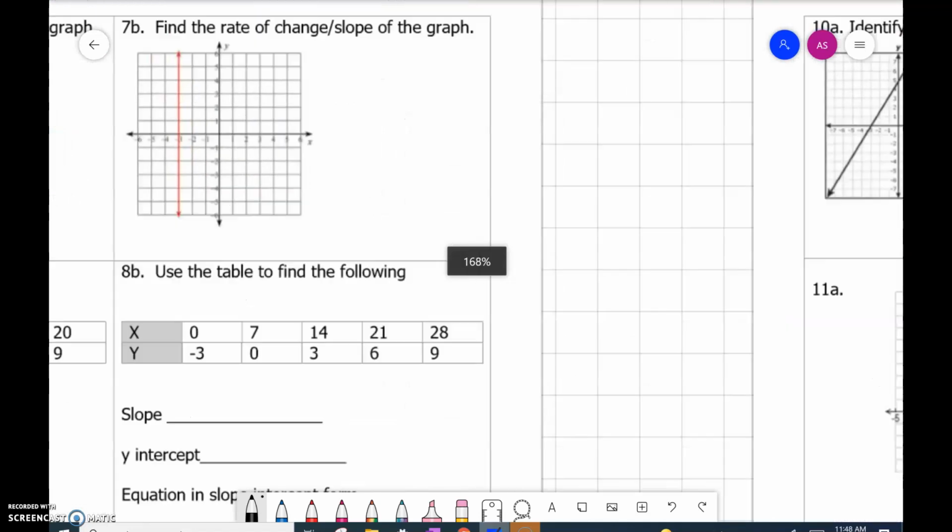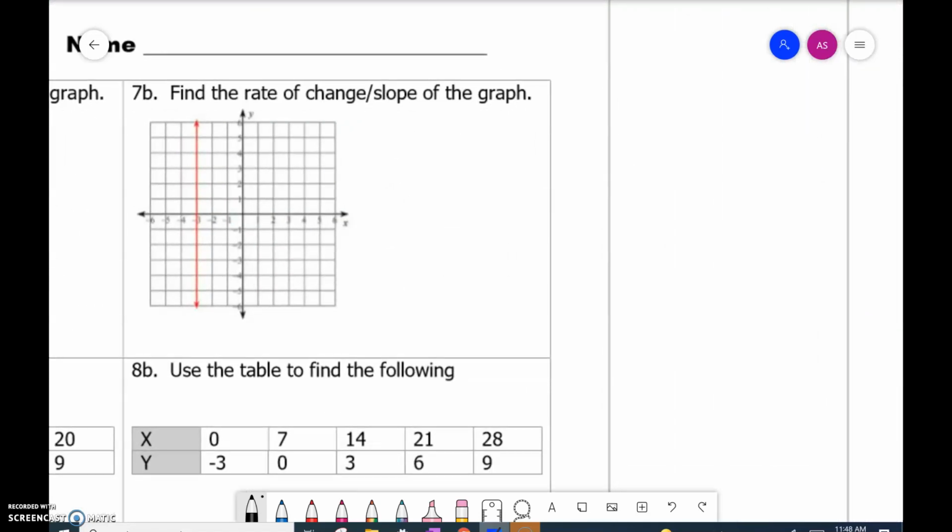So that is my equation in slope-intercept form. All right. This one here says find the rate of change or slope of the graph.